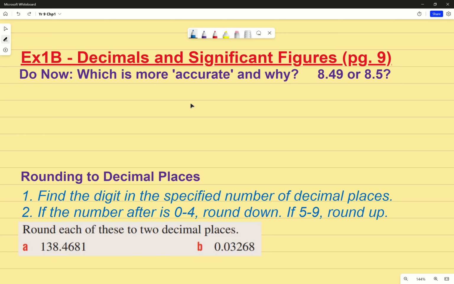Introduction to exercise 1B on decimals and significant figures on page 9 of the textbook.